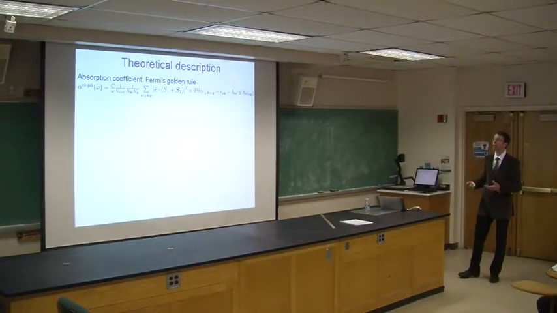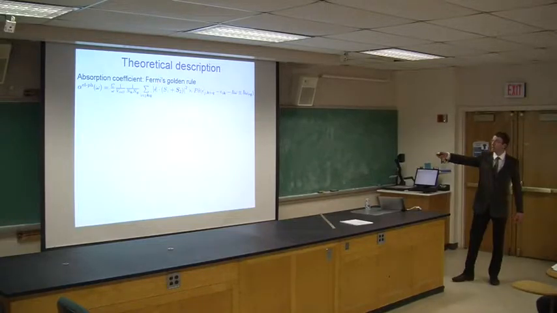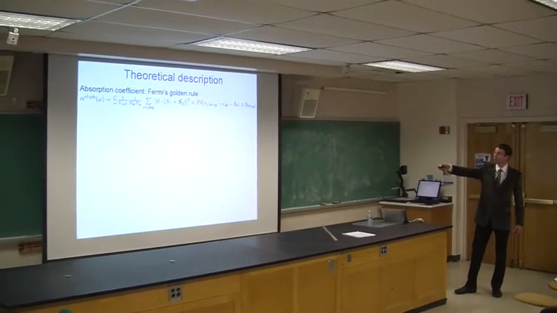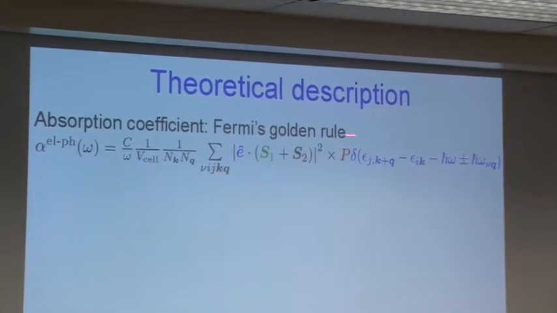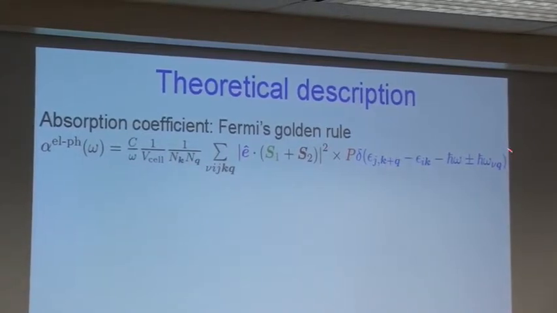This has the typical form you expect from Fermi's golden rule. You have a sum over initial and final states of some matrix element squared. And then you have some density of states, which is given by this delta function. Let's go through this formula step by step in order to really understand the different factors. First of all, if your material is not isotropic, it means your absorption will depend on the direction of the incoming light. So we need to take into account the polarization of the light.